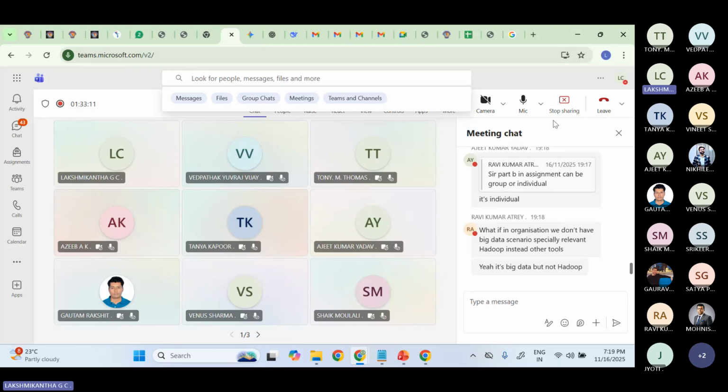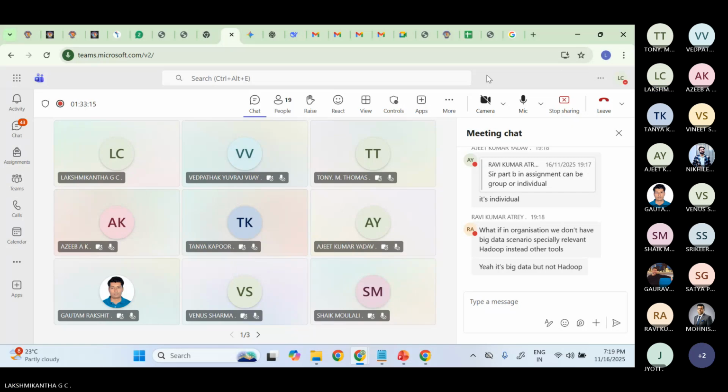Use any three tools. See, here it is supporting structured data, and it is also supporting unstructured data. You take any one problem from your organization and solve it. Ravi Kumar, please.